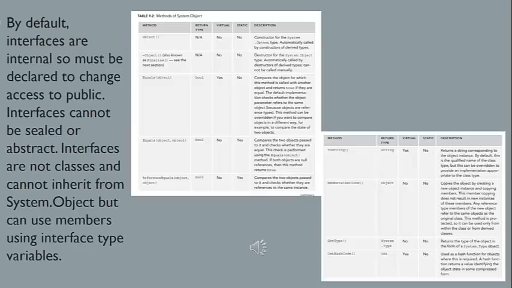By default, interfaces are internal, so must be declared public to change access to public. Interfaces cannot be sealed or abstract. Interfaces are not classes and cannot inherit from System.Object, but you can use their members using interface type variables.